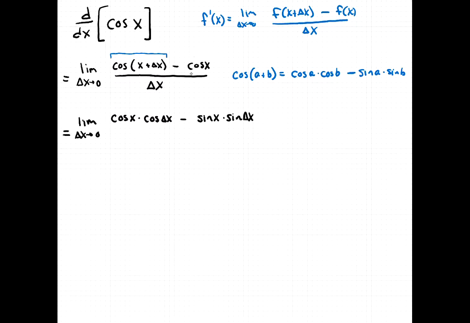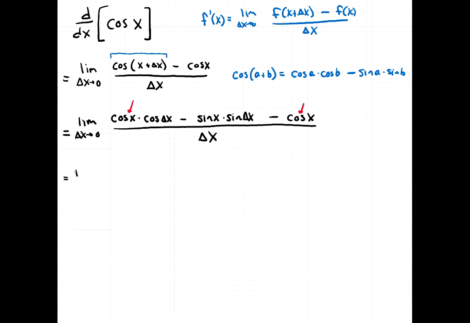Okay, and then we have a minus cosine of x. That we'll put at the end, minus cosine of x. And that's all divided by delta x. Okay, so we have a cosine of x here and a cosine of x here. So let's group those two terms together.